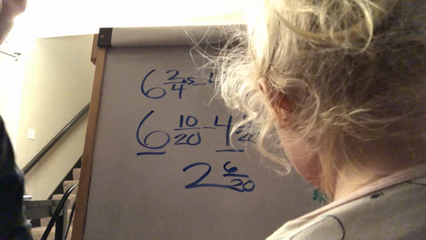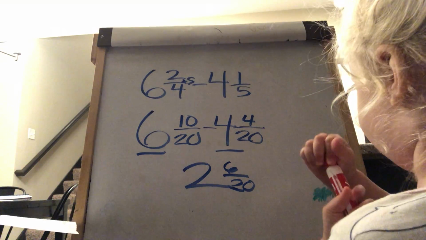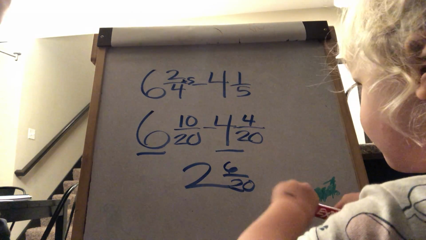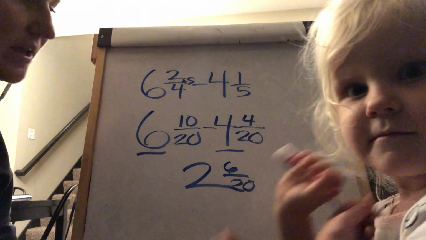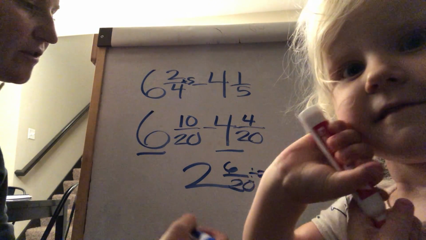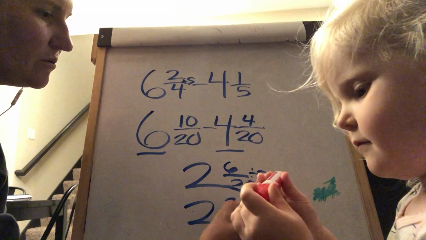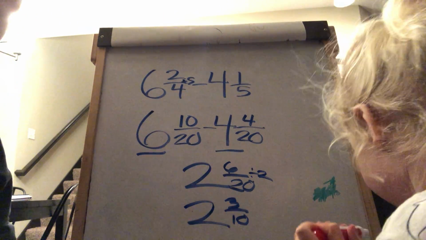Now, if you put this for your answer, it would be incorrect. What you need to do is make sure that you simplify. So we need to think what number goes into both 6 and 20. We can take 2 out of both of those, and we get an answer of 2 and 3 over 10.